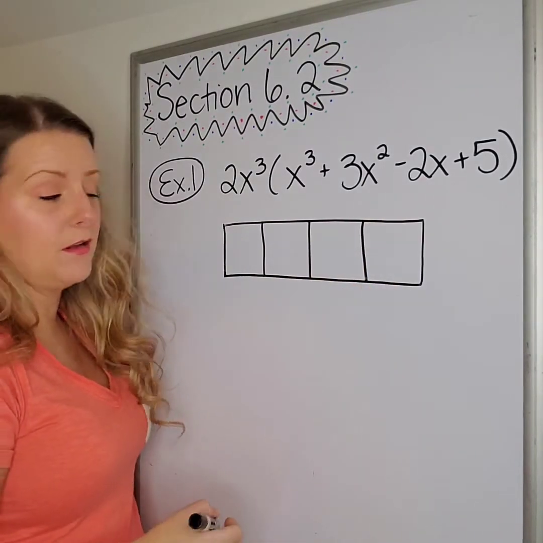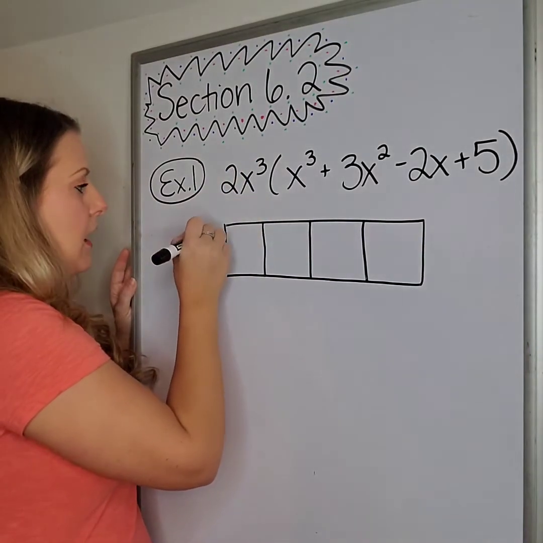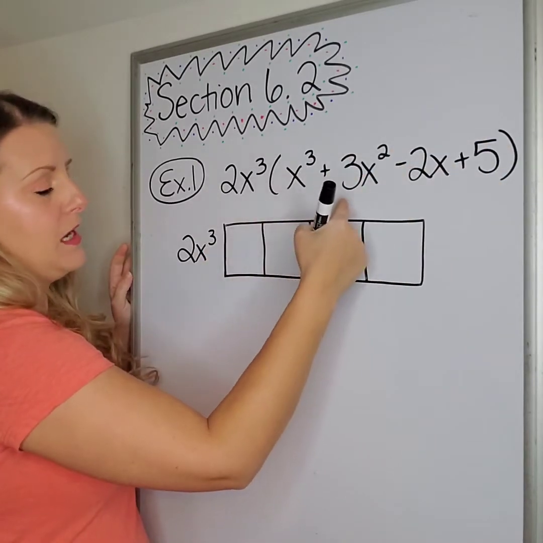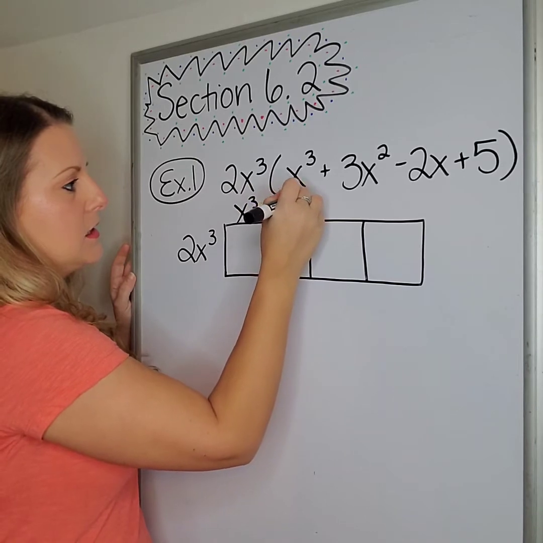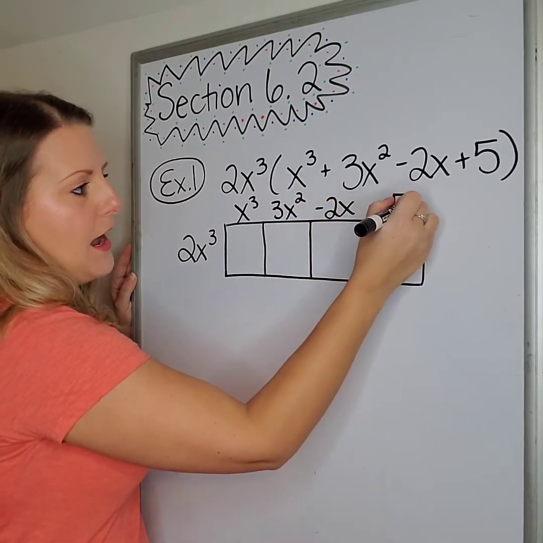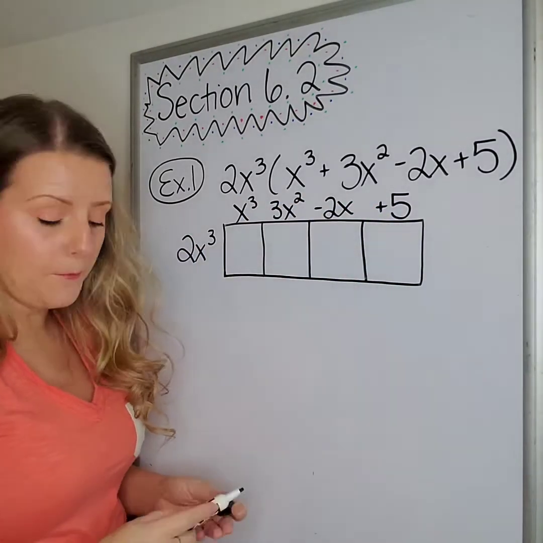Okay, and then you're going to fill in the outside of your boxes. So this one thing is going to go over here, 2x to the third. And then these 4 things are going to go above each column. So x to the third, 3x to the second, negative 2x, and positive 5. Okay, each thing gets its own column.